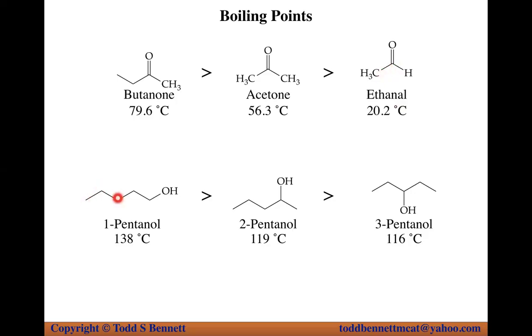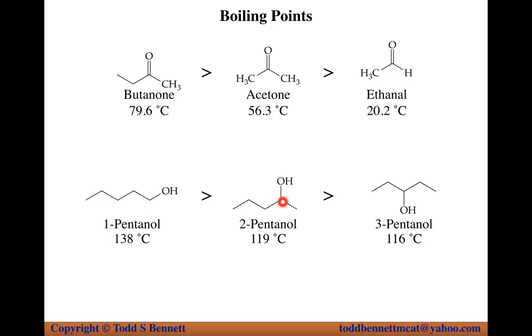Nomenclature-wise, 1, 2, 3, 4, 5 carbons. Pent is 5. So pent, anol, because it's an alcohol. Pent, 5 carbons, anol. Nomenclature, we won't do much nomenclature in class as an entity in itself. It's going to be pieces along the way here and there. But an OH on carbon number 1 of the 5 carbon chain is 1-pentanol.